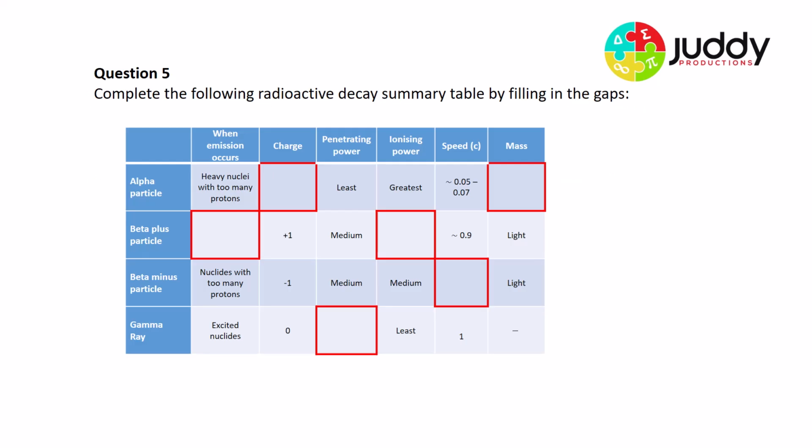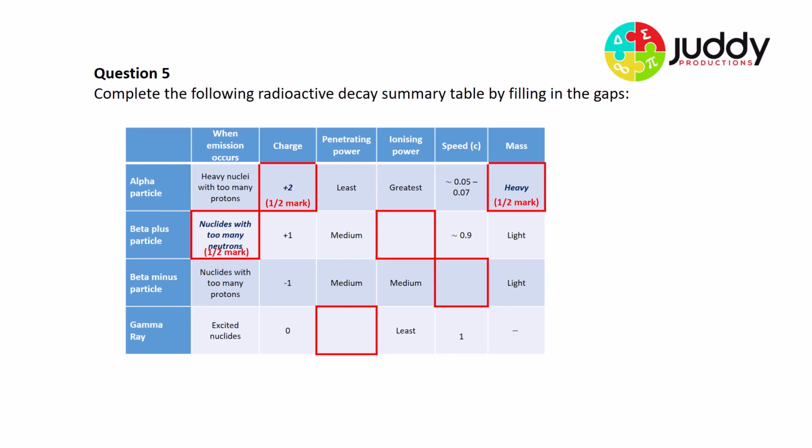Question number 5, complete the following radioactive decay summary table by filling in the gaps. The charge of an alpha particle is +2, it's got 2 protons, half a mark. The mass of an alpha particle, it's the heaviest of all the radiation forms here. Beta plus, single positron, beta minus, single electron, and gamma has no mass at all, half a mark. When emission occurs for beta plus particles, it occurs for nuclides with too many neutrons.